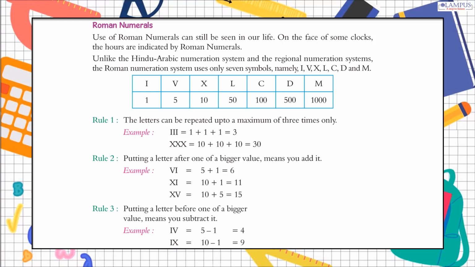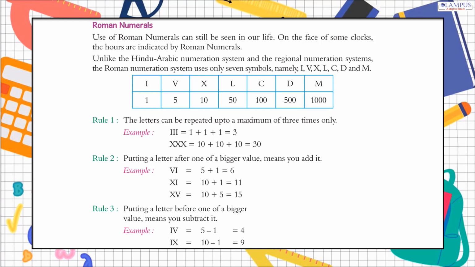Rule 1. The letters can be repeated up to a maximum of 3 times only. Example: III equals 1 plus 1 plus 1 equals 3, XXX equals 10 plus 10 plus 10 equals 30.